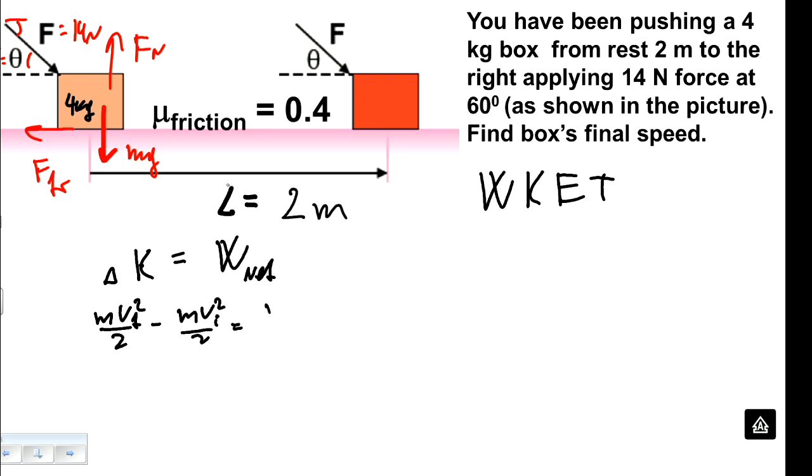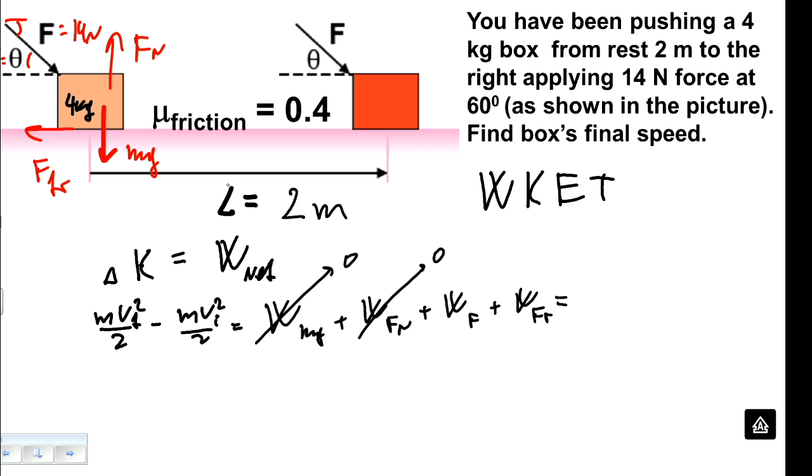So theoretically we should add 4 numbers: work done by gravity, work done by normal force, work done by applied force, work done by friction, as we know from yesterday. Some of these terms actually are zeros. For example, gravity and normal are zeros because those are perpendicular to the displacement.